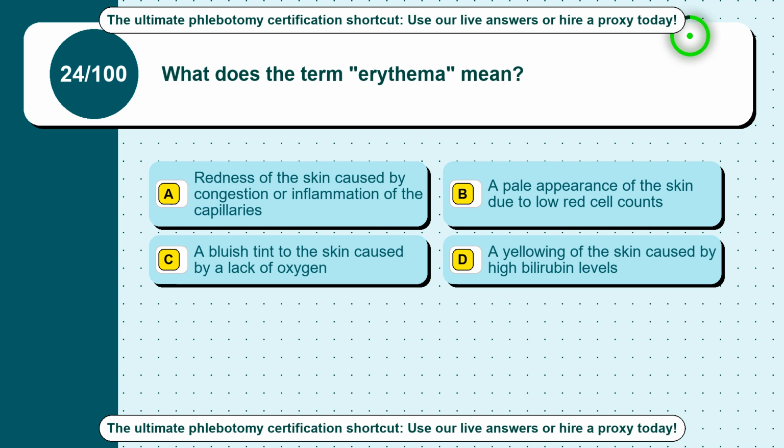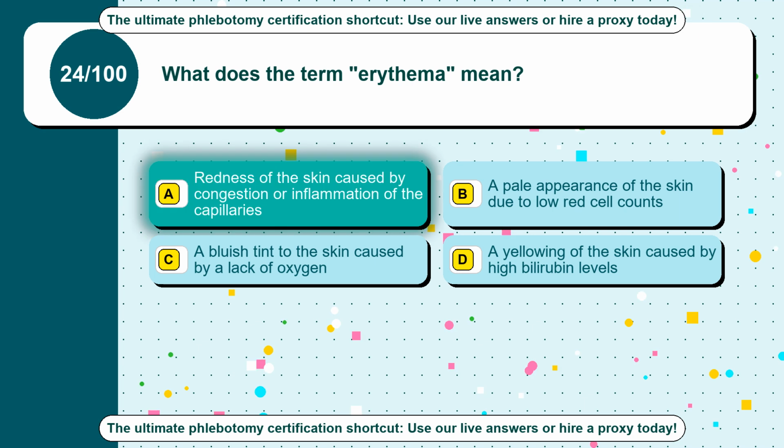Question 24. What does the term erythema mean? Option A, redness of the skin caused by congestion or inflammation of the capillaries. Option B, a pale appearance of the skin due to low red cell counts. Option C, a bluish tint to the skin caused by a lack of oxygen. Option D, a yellowing of the skin caused by high bilirubin levels.